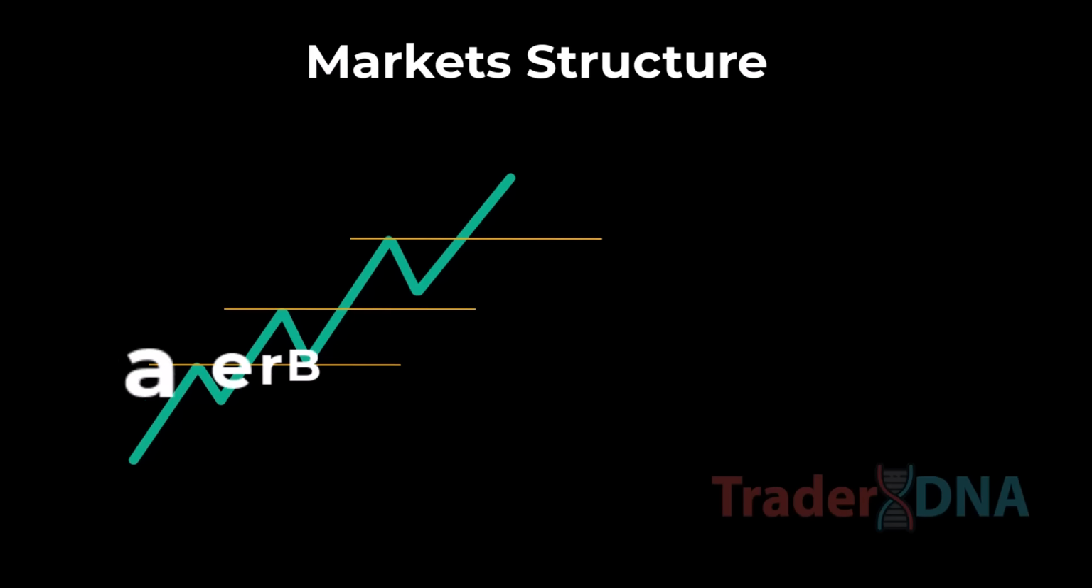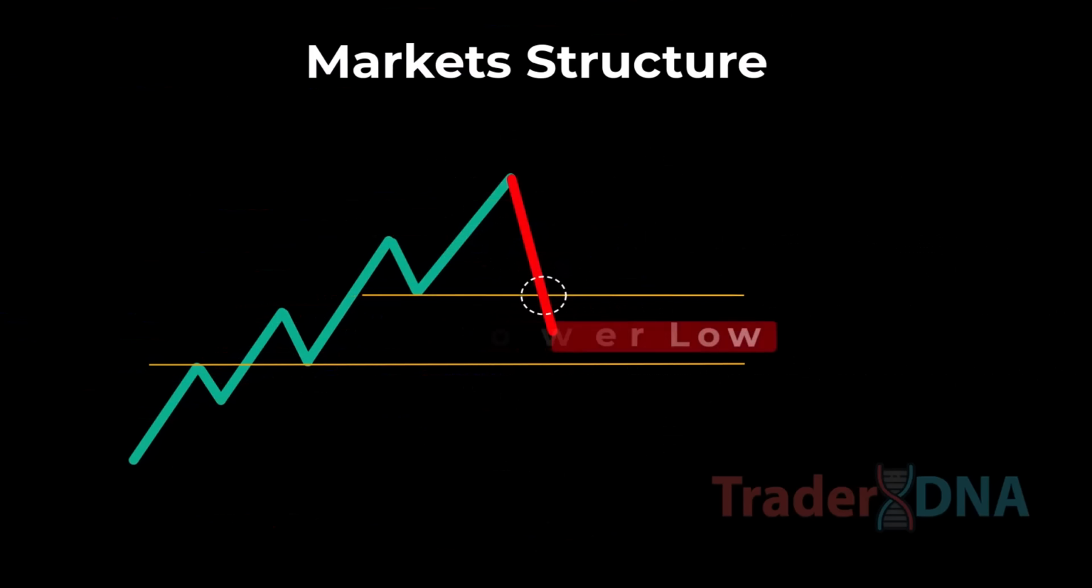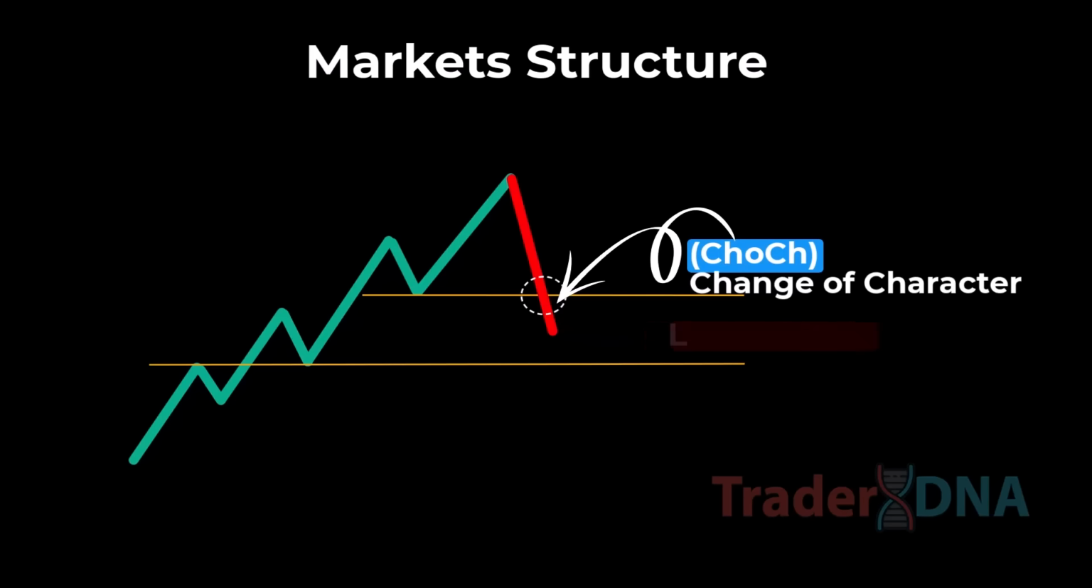That's confirmation the trend is still strong, but trends don't last forever. At some point, the market shifts, and that shift happens when price breaks below a previous low and forms a lower low. That moment is called a change of character because the market just transitioned from bullish to bearish. The same cycle happens in a downtrend.